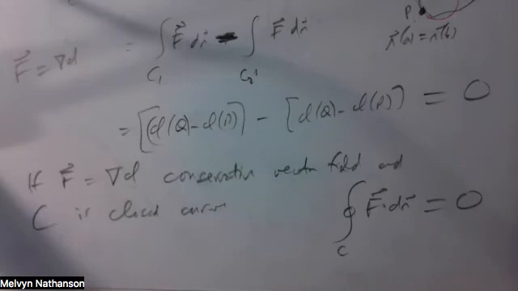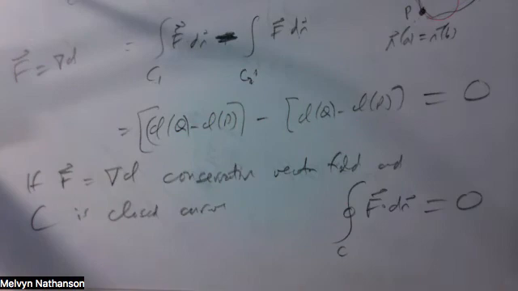So we have two very important facts about conservative vector fields. One is that the value of a line integral from a point P to a point Q is independent of the path. It has exactly the same value no matter what path you take. And the second fundamental fact is that if you integrate a conservative vector field around a closed curve, you get 0. Okay, so those are the basic facts I wanted to describe today.